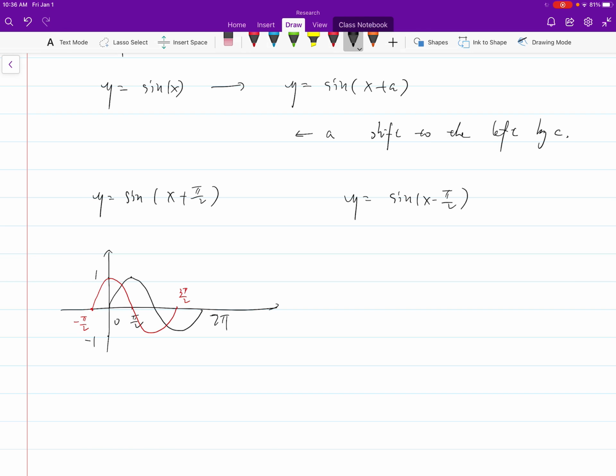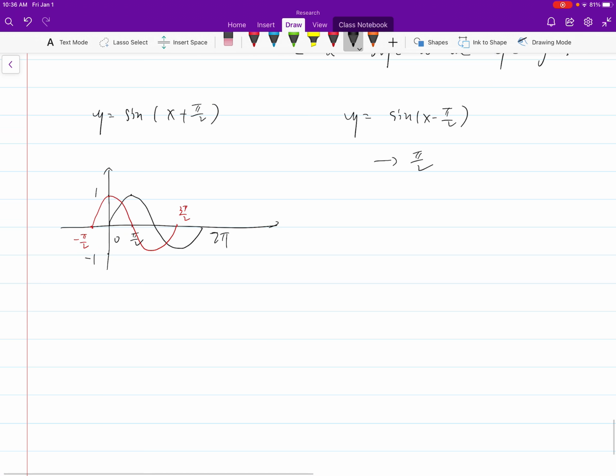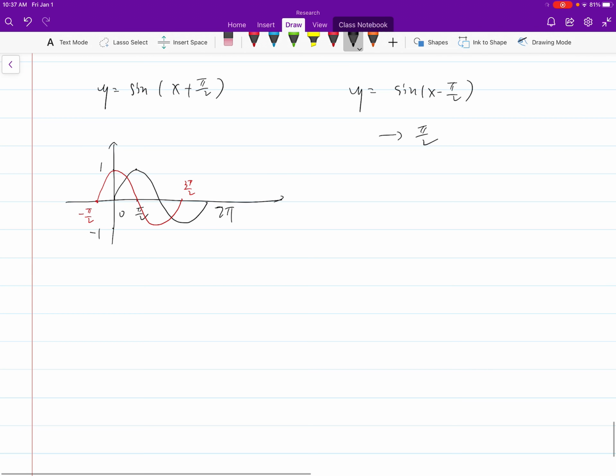Similarly, if you put a negative number here, that basically means shift to the left by a negative number. That basically means shift to the right by pi over 2. Okay, very easy to understand.